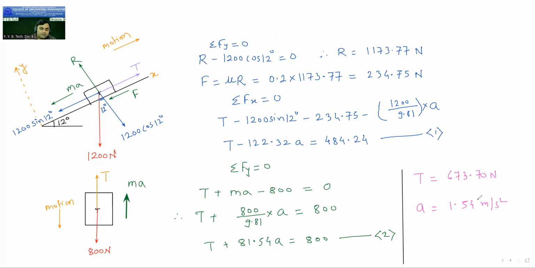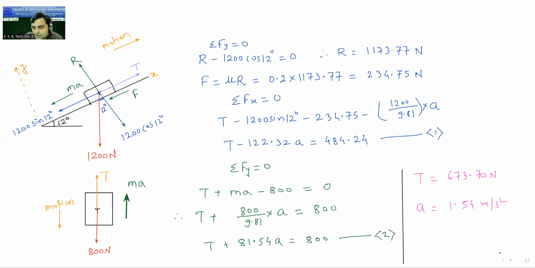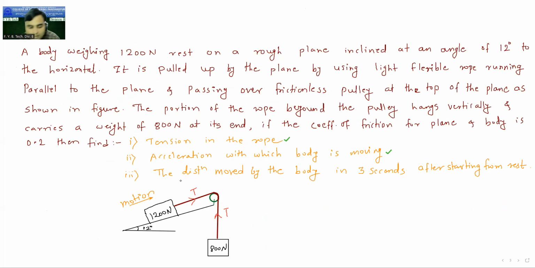So these are the answers. Please check it. Correct? Any doubt? No, it is not still solved. Now three things. So tension in the rope, we have found out what is the tension in the rope. See, we have calculated this. Now acceleration of the body is also calculated. Here you can see tension and acceleration. Now third thing is remaining.